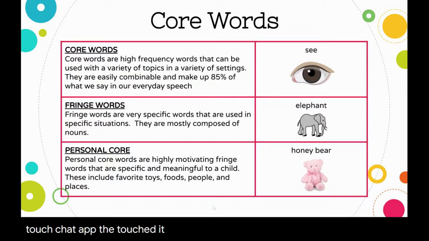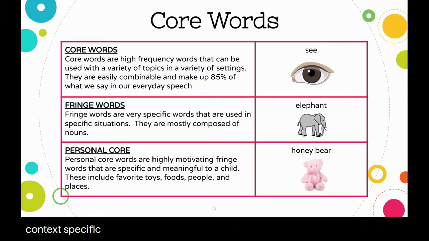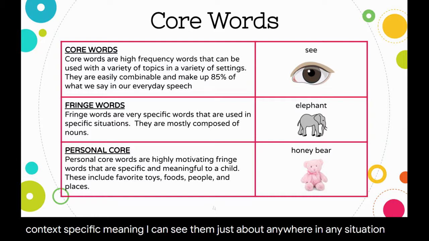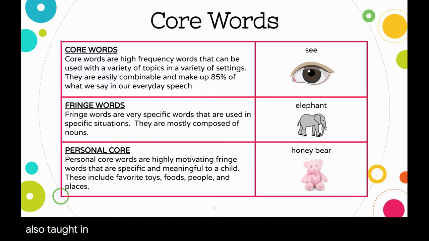The TouchChat WordPower vocabulary is built around the concept of core words. Core words make up 85% of what we say and are not context specific, meaning I can say them just about anywhere in any situation. Many of these words are also considered sight words for early readers and are also taught in class.